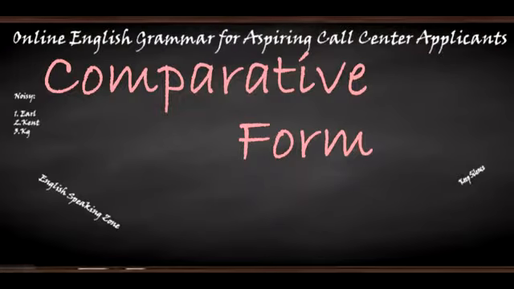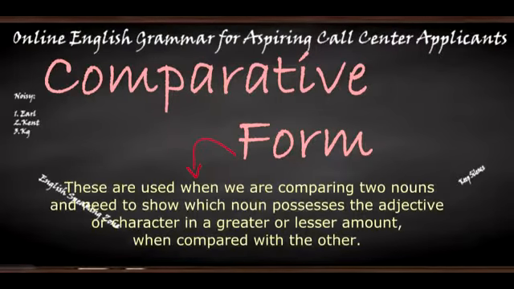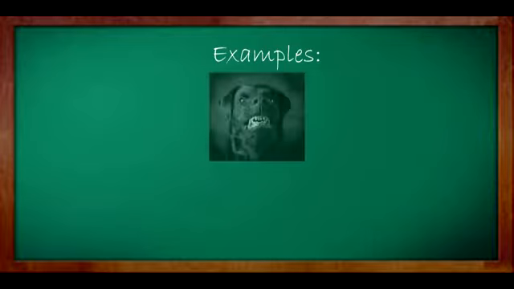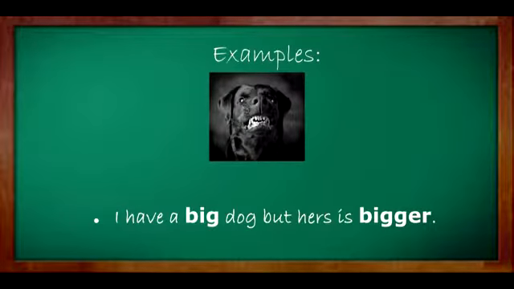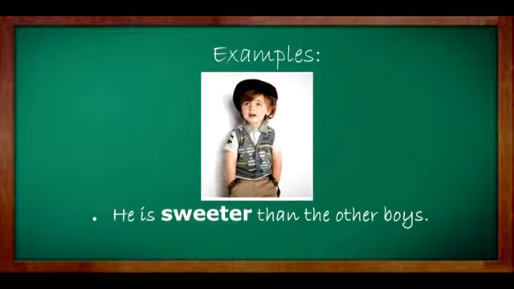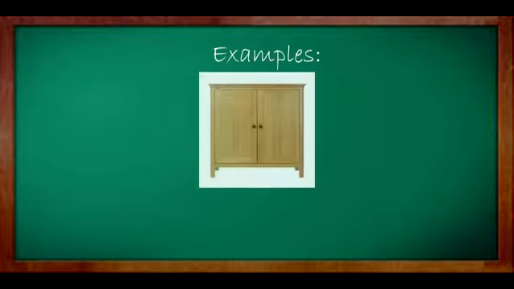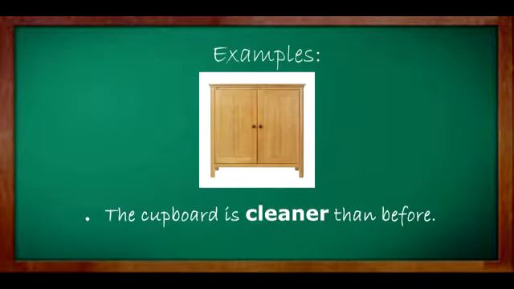Comparative form. These are used when we are comparing two nouns and need to show which noun possesses the adjective or characteristic in a greater or lesser amount when compared with the other. Examples: I have a big dog, but hers is bigger. He is sweeter than the other boys. The cupboard is cleaner than before.